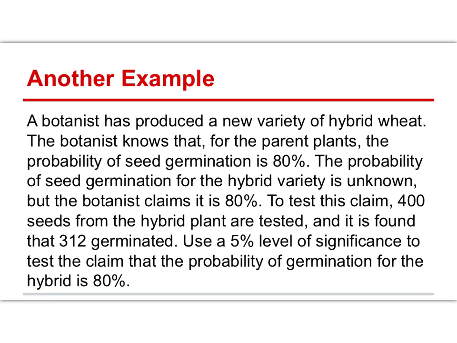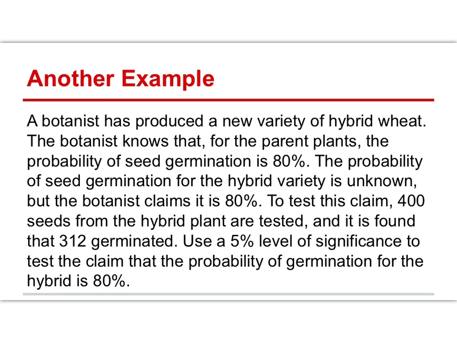Okay, this one is yours. A botanist has produced a new variety of hybrid wheat. Botanist knows that for the parent plants, the probability of germination is 80%. The probability of seed germination for the hybrid variety is unknown. The botanist claims that it is 80%. To test the claim, 400 seeds from the hybrid plant are tested. It is found that 312 of them have germinated. Use a 5% level of significance to test the claim that the probability of germination for the hybrid is 80%.